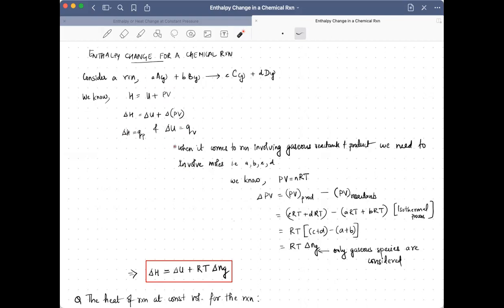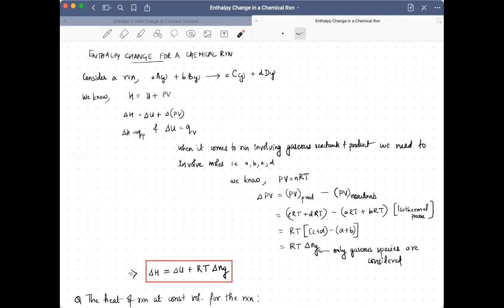So for doing that, we will use the expression that we originally started with, and that is the definition of enthalpy. So definition of enthalpy was H is equal to U plus PV. Now introducing the finite change here, delta H is equal to delta U plus delta PV. Okay. And so this is the expression that we started with.